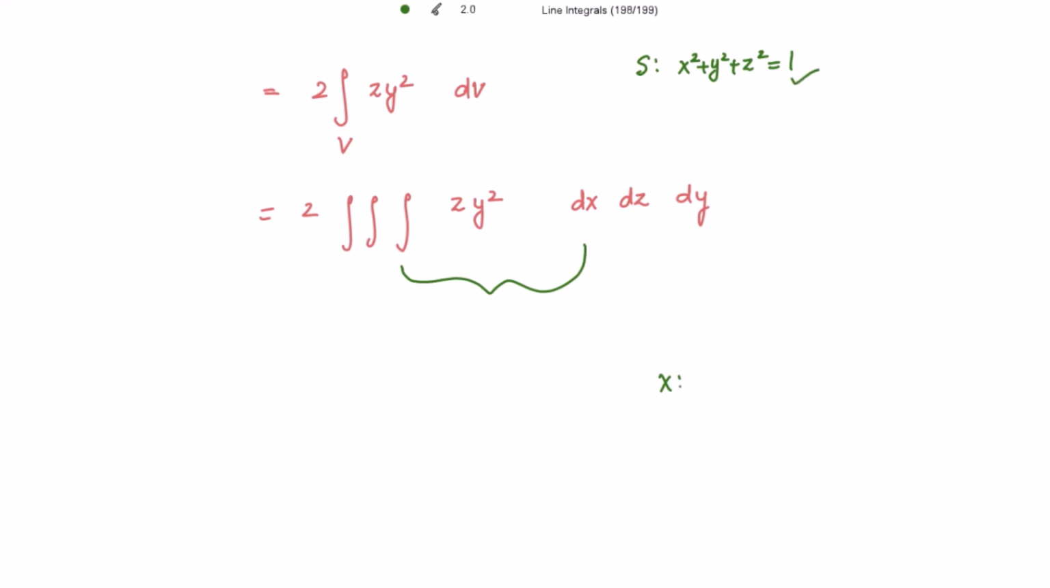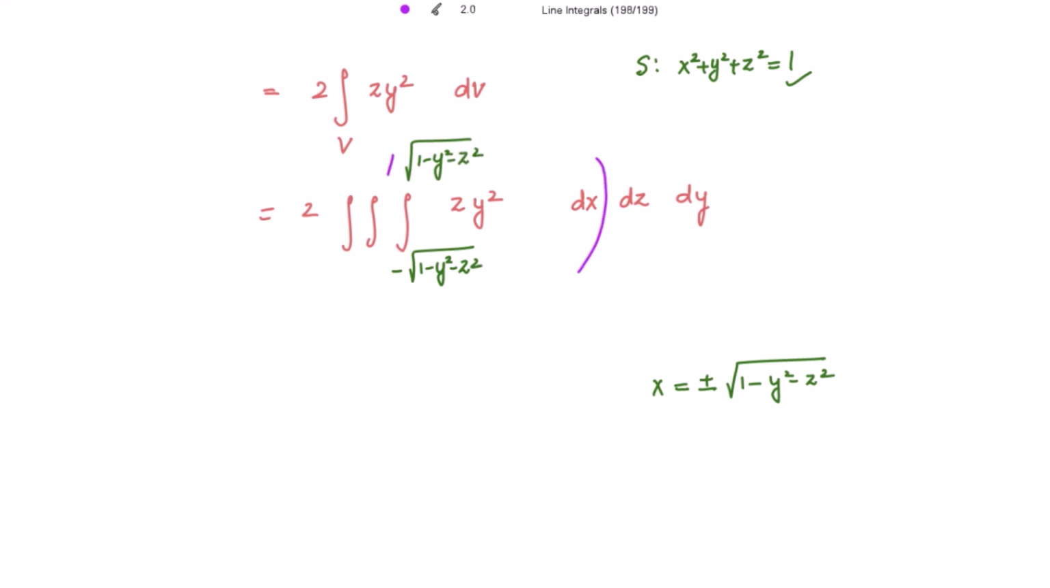So from here we get the limits of x to be square root of 1 minus y square minus z square with plus minus sign. So the lower limit of x is negative square root of 1 minus y square minus z square, and the upper limit is square root of 1 minus y square minus z square. We have already used the limits for x, and now we are going to write the limits for z. So we are now interested in the zy plane. For the zy plane, x is 0.